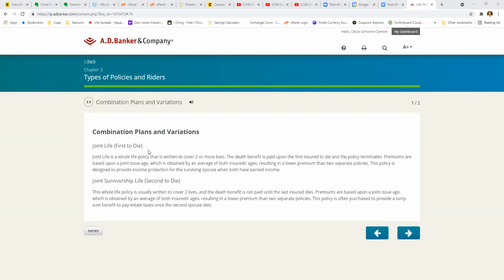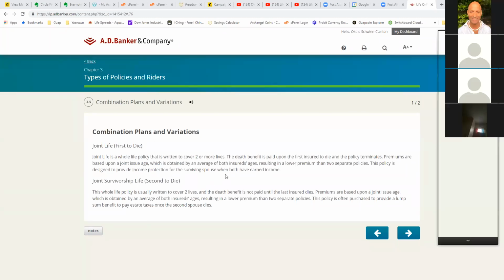Joint life is a whole life policy that is written to cover 2 or more lives. The death benefit is paid upon the first insured to die, and the policy terminates. Premiums are paid based upon a joint issue age, which is obtained by an average of both insured's ages, resulting in a lower premium than 2 separate policies. This policy is designed to provide income protection for the surviving spouse when both have earned income.